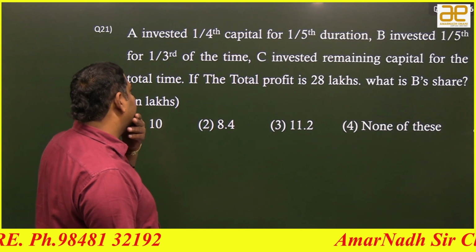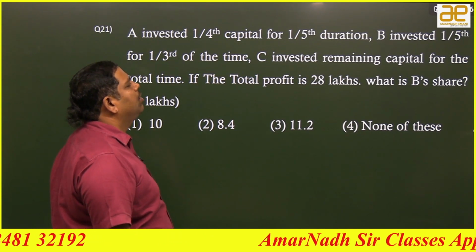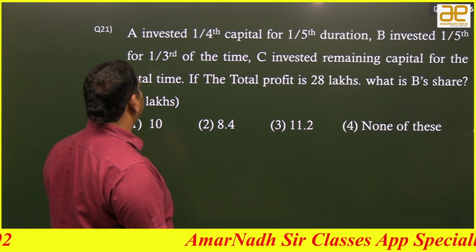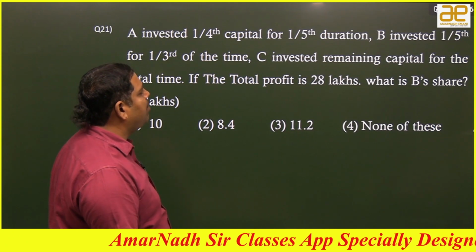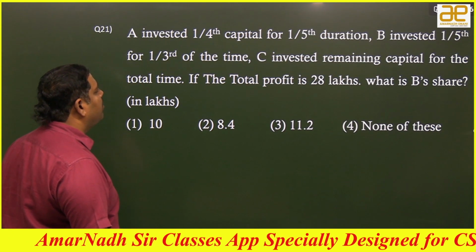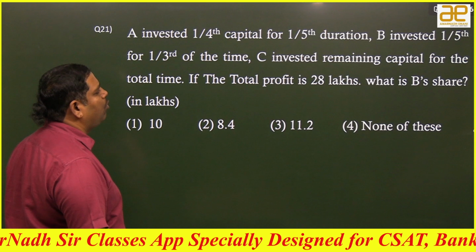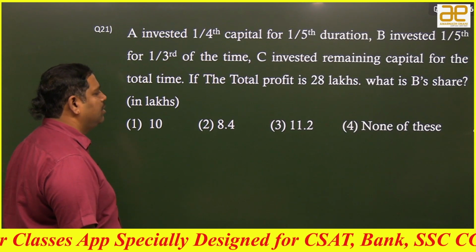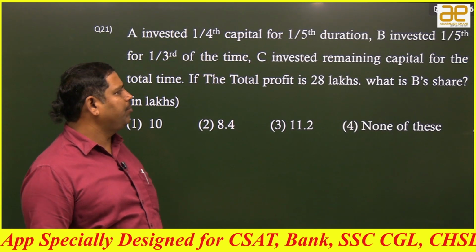A invested 1/4 capital for 1/5 duration. B invested 1/5 for 1/3 of the time. C invested the remaining capital for the total time. If the total profit is 28 lakhs, what is B's share in lakhs? Similar question, right? First you try it, then I will explain.